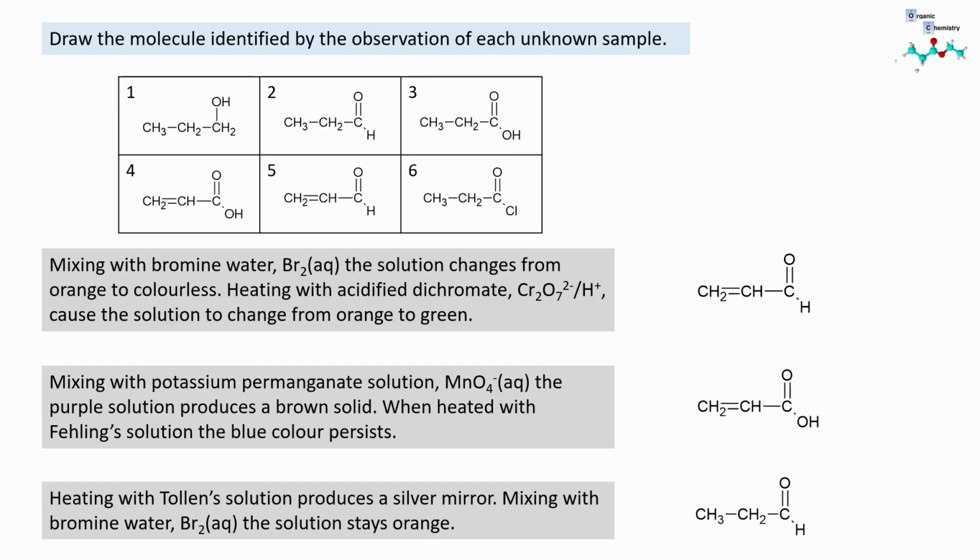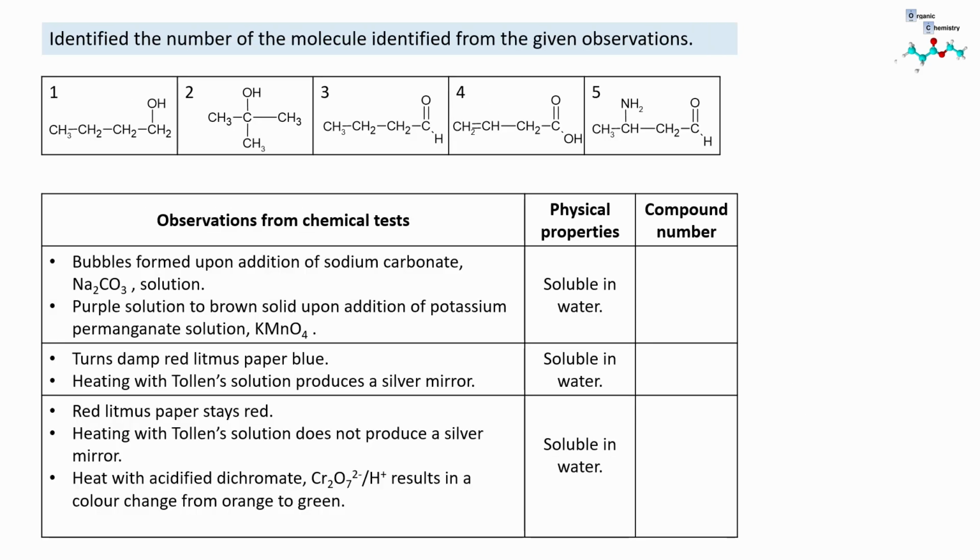Okay, let's look at some more examples of these. Here we're given 5 different molecules with the associated functional groups, and we need to write the correct number associated with the observations that are recorded on the left-hand side here. We have some chemical tests and some physical tests.